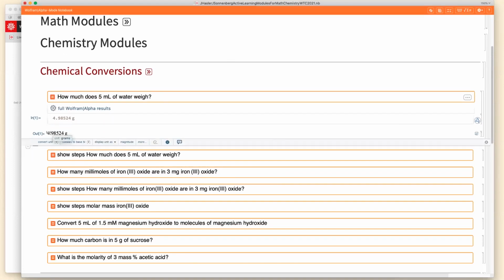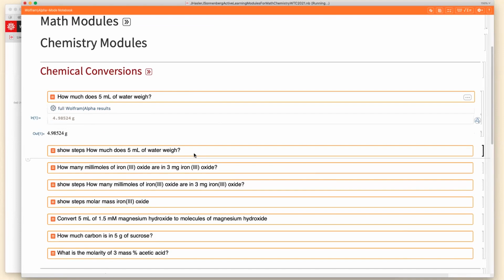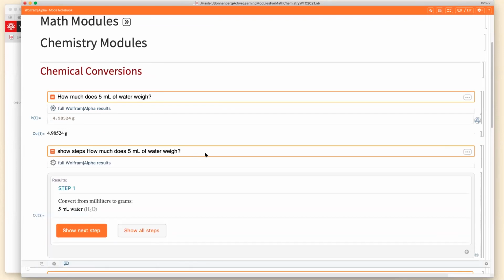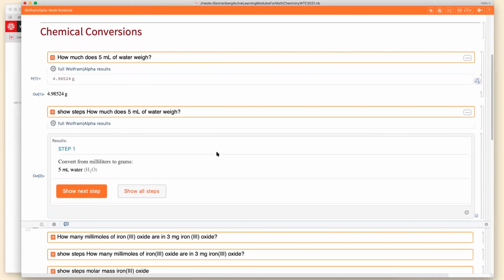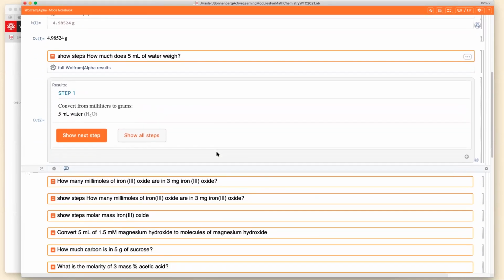Just like in the math world, we have show steps to bring up the step-by-step details of how to solve this sort of problem. And so you can always append show steps to whatever chemical conversion query you did, and you'll bring up the step-by-step solutions. As Jordan showed for the math, we have these for chemistry.